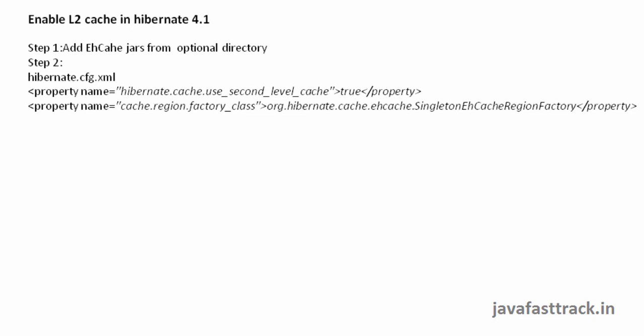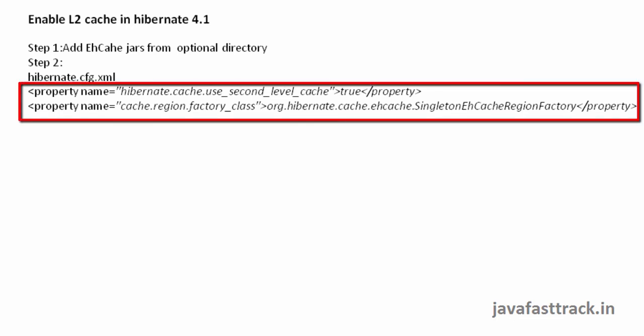Step 2 is in the Hibernate configuration file, you add these 2 lines: second level cache true, and a factory class called singleton cache region factory. You add these 2 lines as they are, copy and paste them.